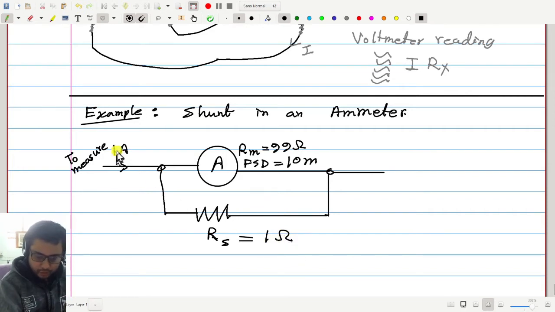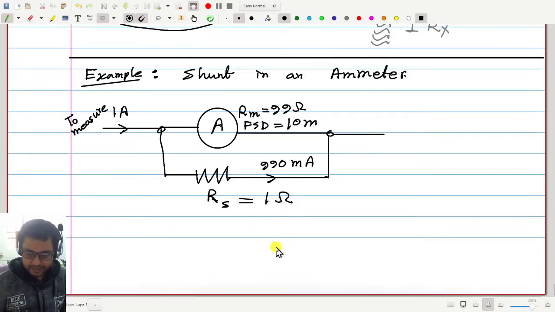Let's check quickly. So 1 ampere flows here, 10 milliampere flows here. So here we want 1000 minus 10 is 990 milliampere. Okay, so this voltage, theoretically, is 10 milli into 99. Here also 990 into 1, they are same, correct. So we need to connect a 1 ohm resistance in parallel. 1 ohm is a small value, okay, at least much smaller than 99.